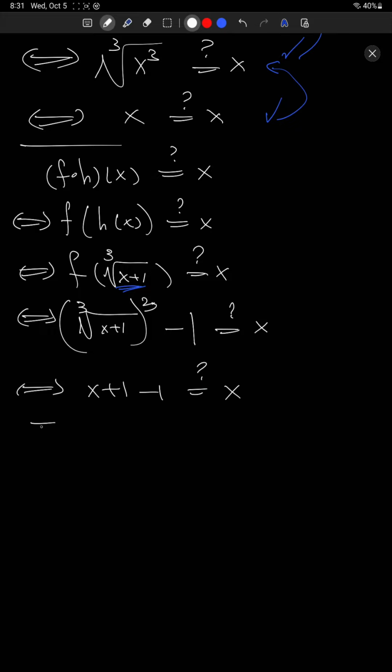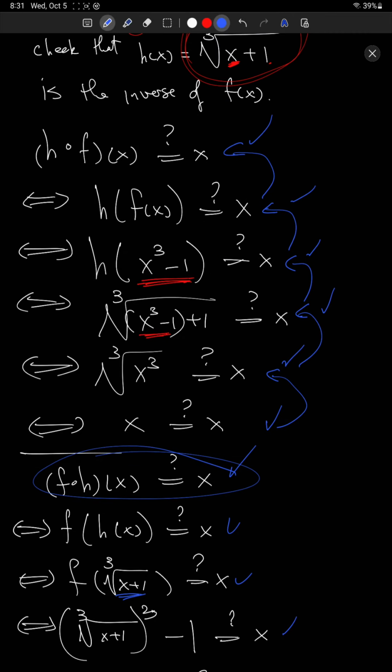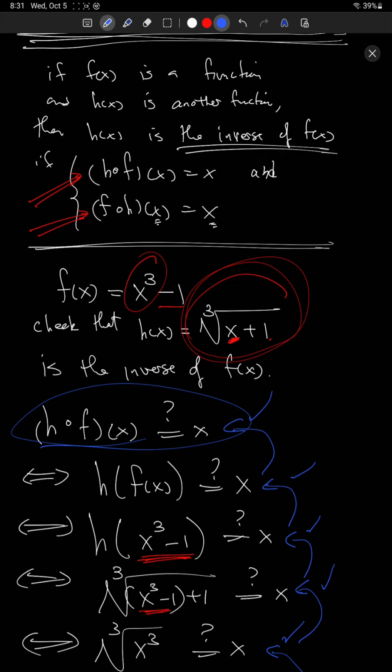Is this equal to x? And obviously, that's okay. X is equal to x? Yes, right? And so up here is yes, yes, yes. And so we've confirmed both this one here and this one up here. And so that verifies that f of x and h of x are inverses of each other.